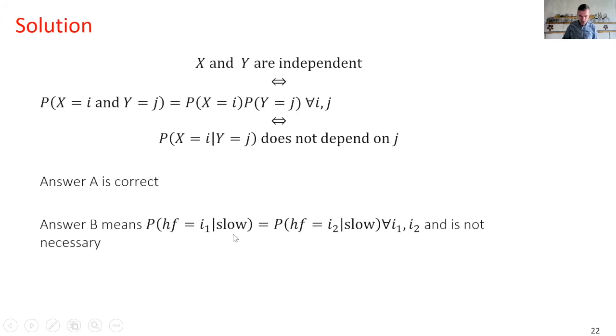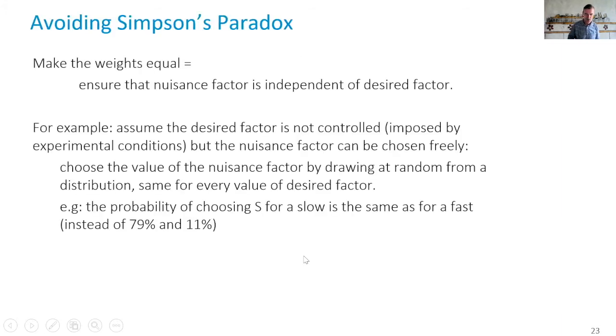The answer B means that the probability of the hidden factor, given that we are assuming that the mobile is slow, is the same for all values of the hidden factor. Well, this is usually called uniform. We say a random variable is uniform if it takes different outcomes with the same probability. But uniformity of the hidden factor does not mean independence. So avoiding Simpson's paradox can be done by making the weights equal, which is also saying ensure that the nuisance factor is independent of the desired factor.